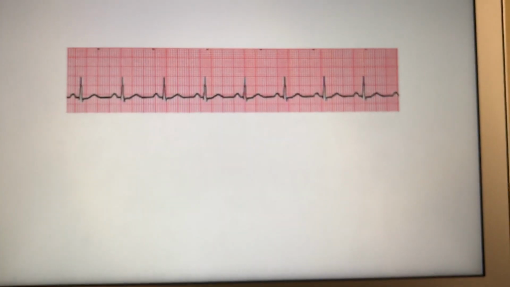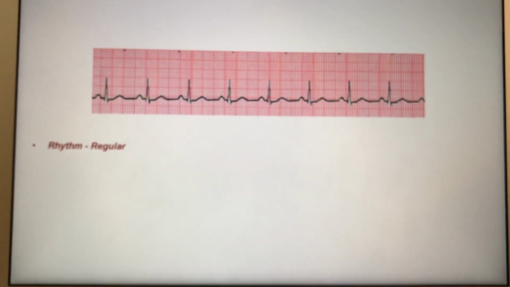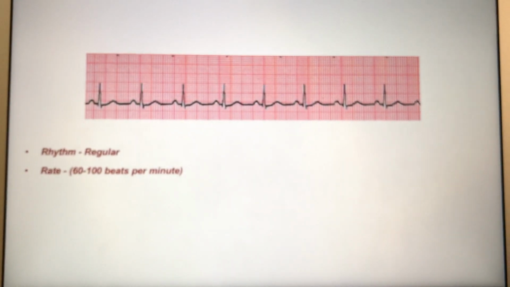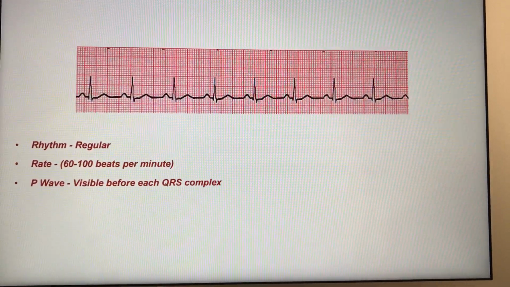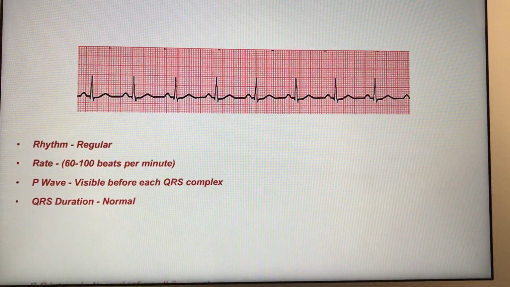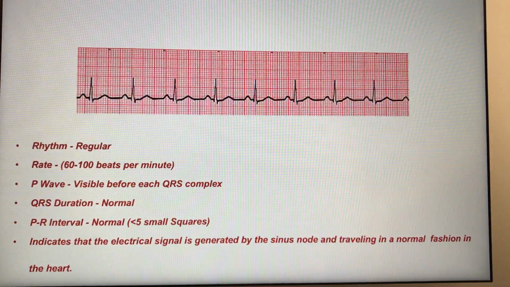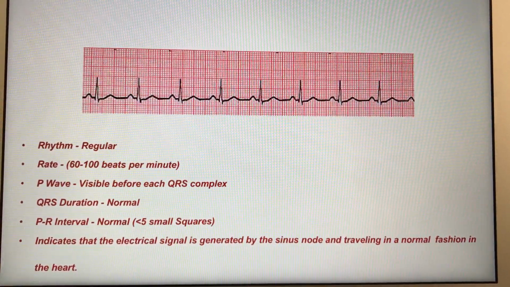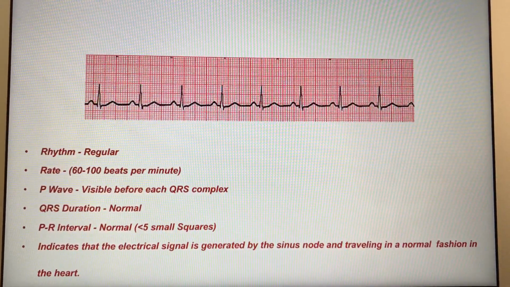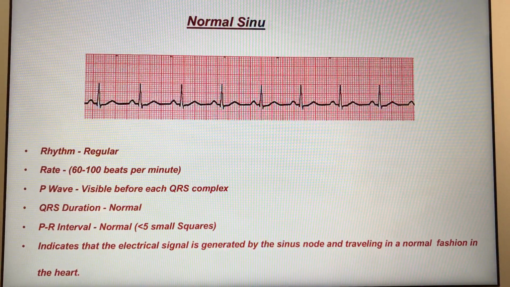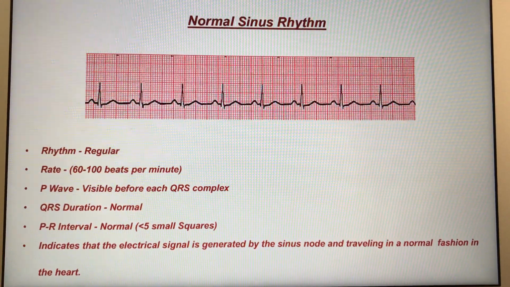So let's consider an example. Here the rhythm is regular. Here the rate is somewhere around between 60 to 100 beats per minute. P wave is visible before each QRS complex. QRS duration is normal. PR interval is less than 5 small squares, that is normal. So this indicates that the electrical signal is generated by the sinus node and traveling in a normal fashion in the heart. So this is a normal sinus rhythm.